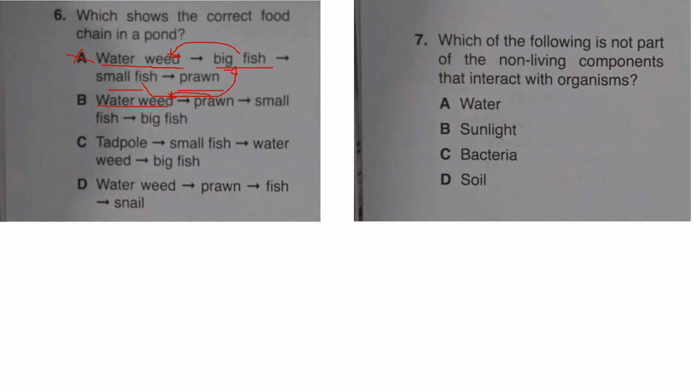They eat the water weed, and then the small fish eats the prawn. And then we have here the big fish, wherein they eat the small fish. Okay, that's the correct one. Because in letter C, tadpole cannot be the producer. In letter D, snail cannot eat the fish. So the correct answer here is letter B.